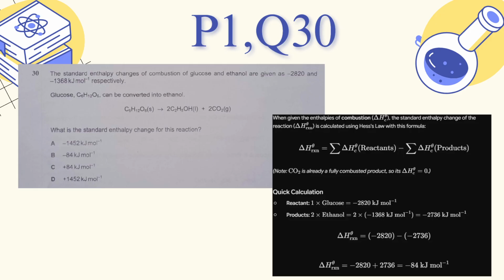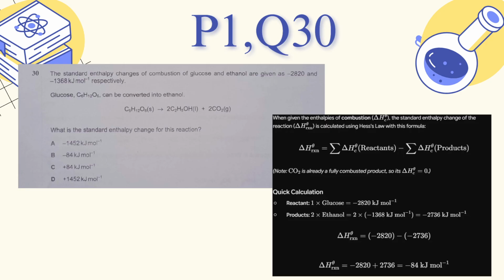The standard enthalpy change of combustion of glucose and ethanol are given as minus 2820 and minus 1368 kilojoule per mole respectively. Glucose can be converted into ethanol. What is the standard enthalpy change for this reaction? As we know, we use Hess's law again: reactants minus products. With a quick calculation, minus 2820 plus 2736, then we got minus 84 kilojoule per mole.